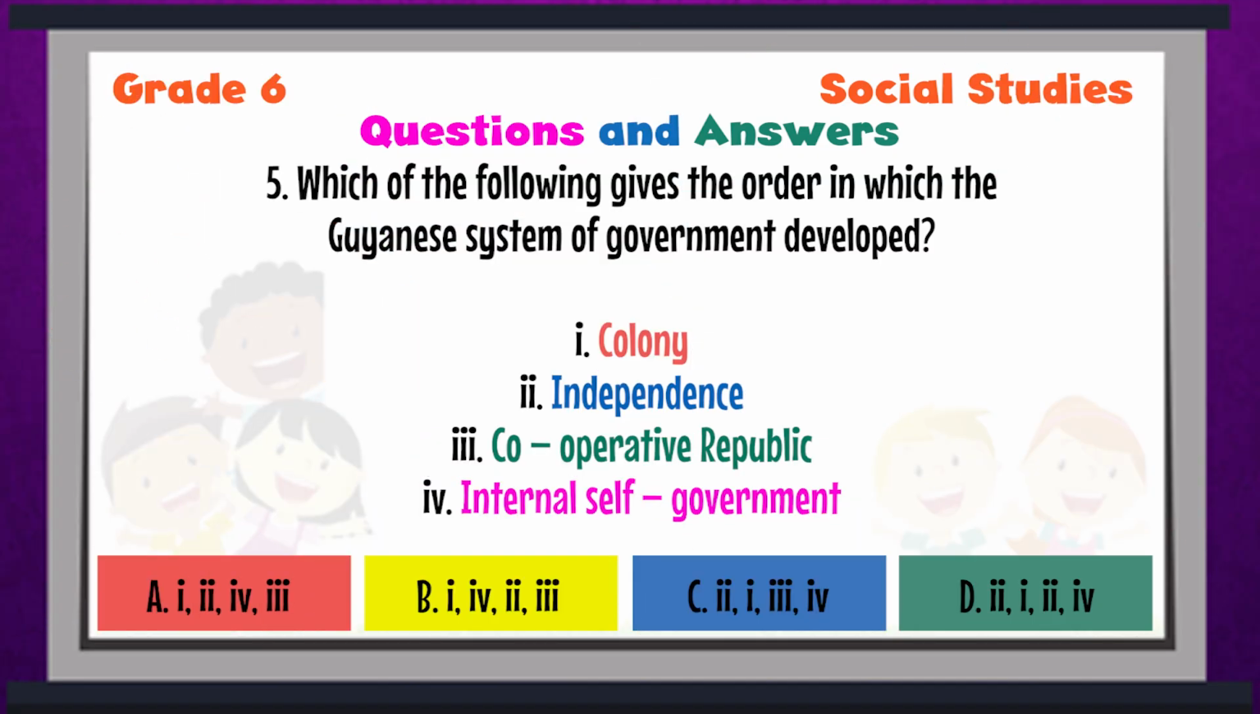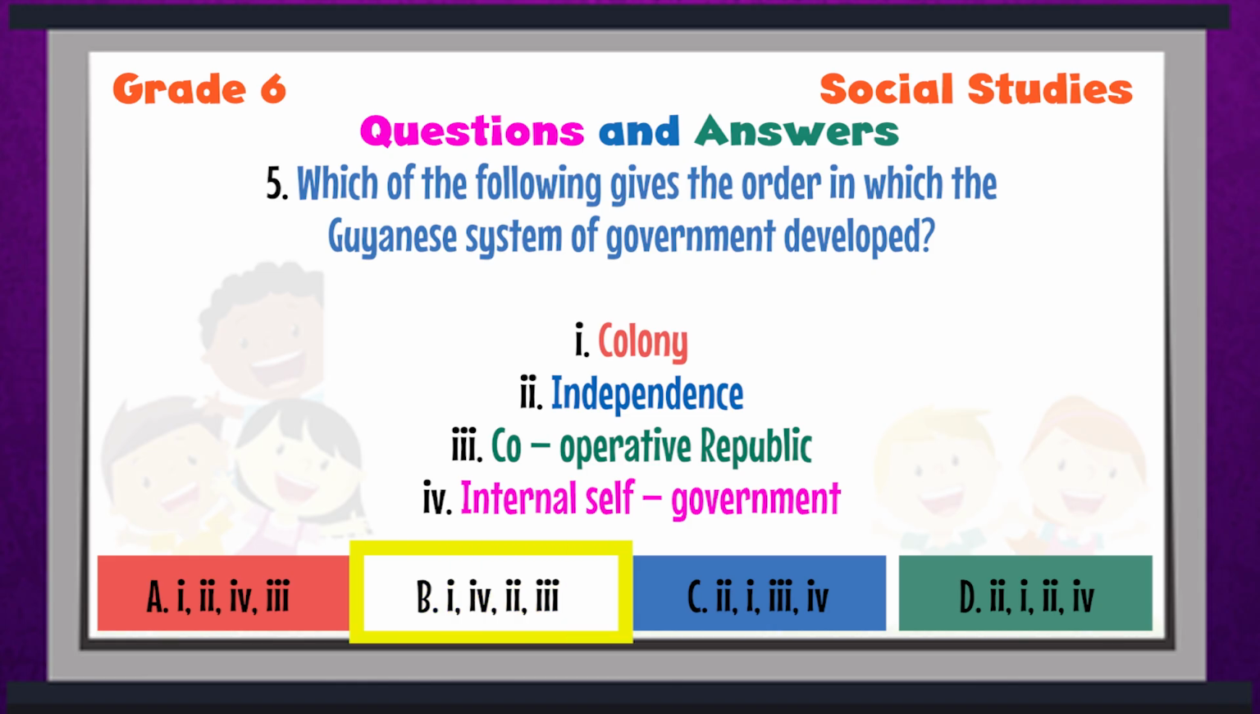Question 5. Which of the following gives the order in which the Guyanese system of government developed? 1, colony. 2, independence. 3, cooperative republic. And 4, internal self-government. A, 1, 2, 4, and 3. B, 1, 4, 2, and 3. C, 2, 1, 3, and 4. And D, 3, 1, 2, and 4. The answer to question 5 is B.